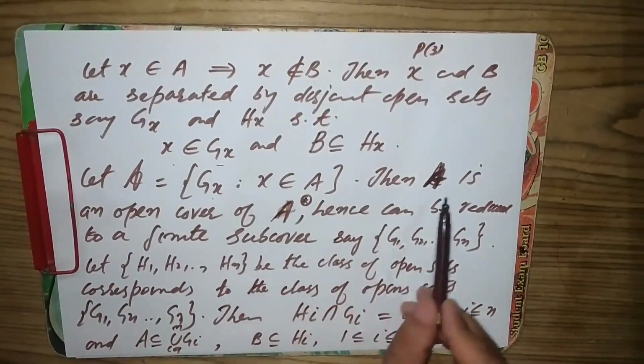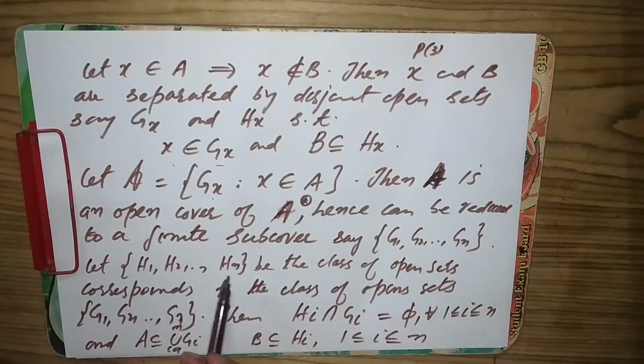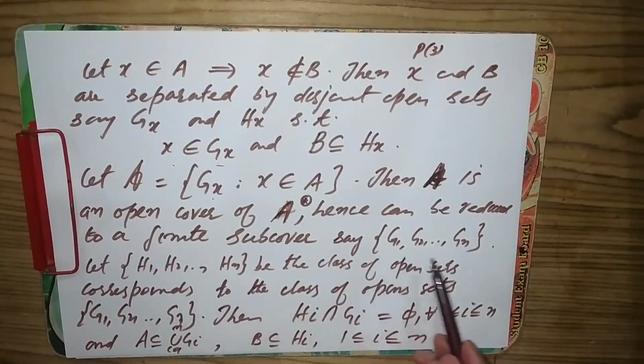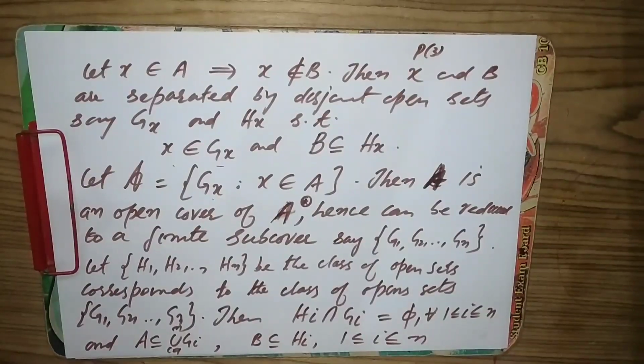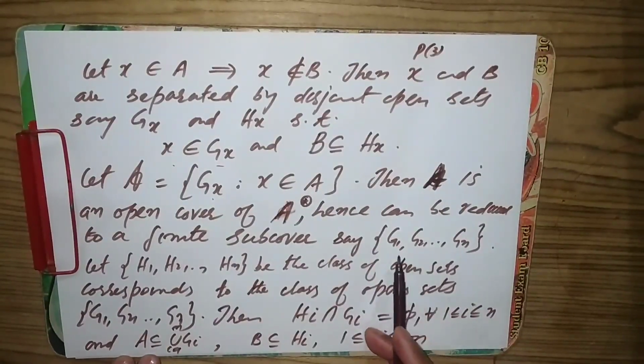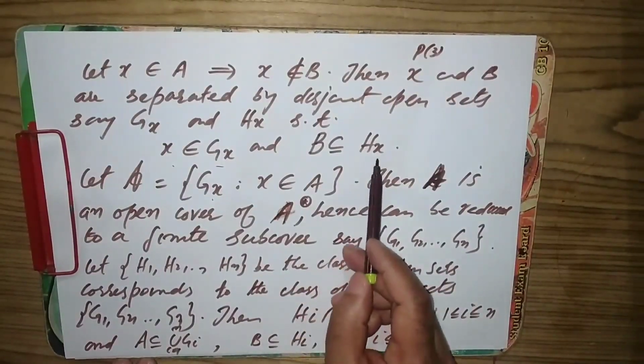This class cursive A is an open cover of A, hence can be reduced to a finite subcover, say G1, G2, Gn, and let's take these H1, H2, Hn be the open sets corresponding to these open sets G1, G2, Gn. Then they are disjoint because Gx and Hx are disjoint open sets, so Hi and Gi are disjoint. Now this A is a subset of union Gi, i runs from 1 to n, because Gi, i runs from 1 to n, is a finite subcover of A. So A is a subset of this, and B is a subset of each Hi.